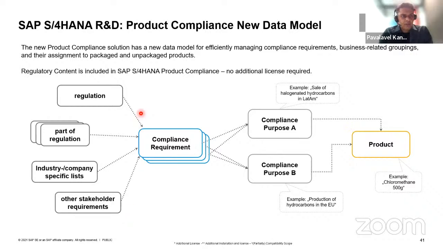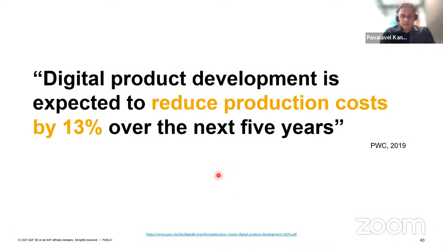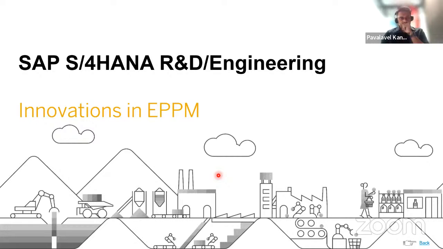So the compliance requirements, regulations, and industry specific lists can all be maintained as a part of your product data model. Okay, coming to the next, EPPM. I think we have enough time for this.